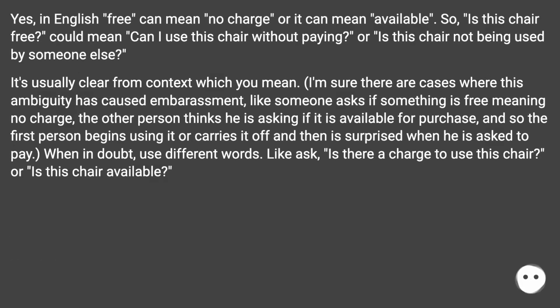Yes, in English, free can mean no charge, or it can mean available. So, is this chair free, could mean, can I use this chair without paying, or, is this chair not being used by someone else? It's usually clear from context which you mean.